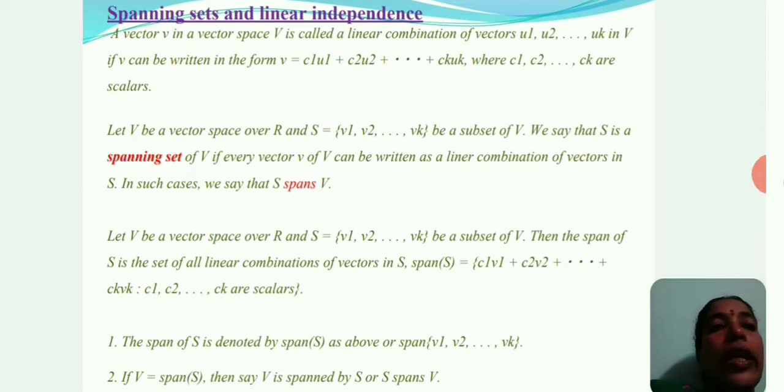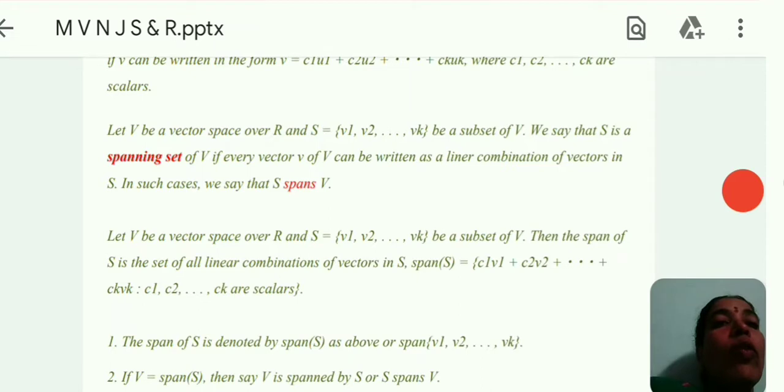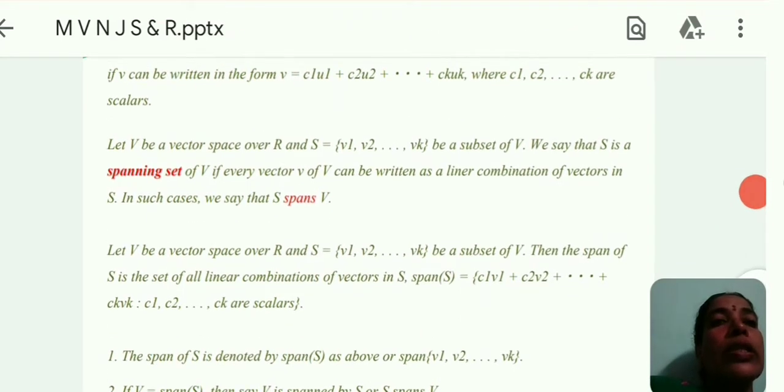Spanning sets and linear independence. See this definition carefully. A vector V in a vector space V is called a linear combination. Here you have to take vectors denoted u1, u2, so on up to uk in V. That means V can be written as the linear combination V is equal to c1u1 plus c2u2 plus so on up to ckuk, where c1, c2, so on up to ck are scalars.